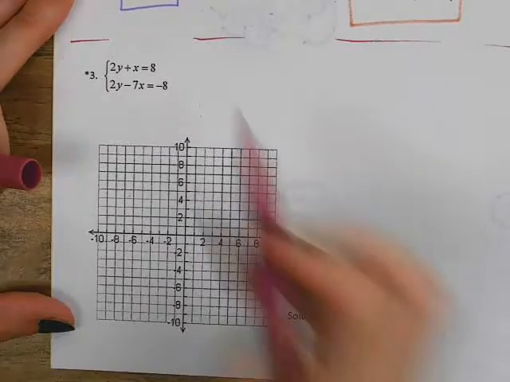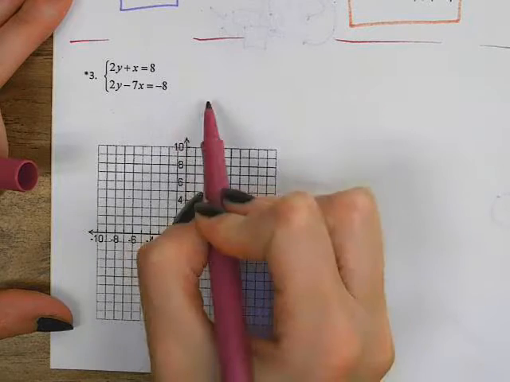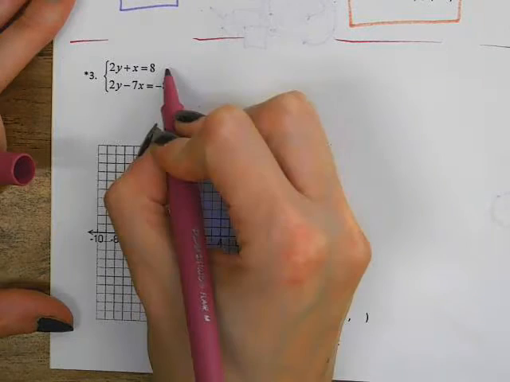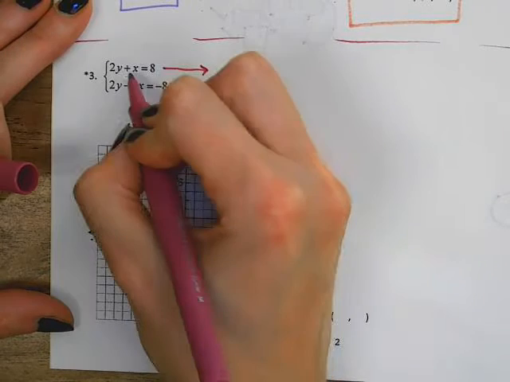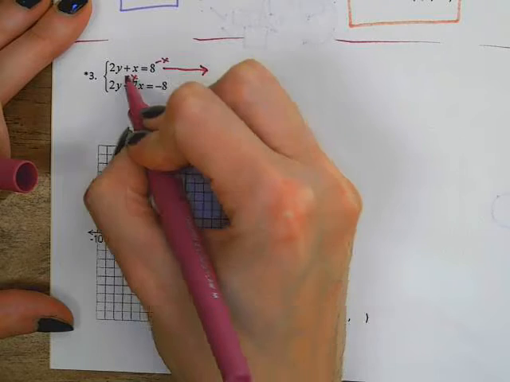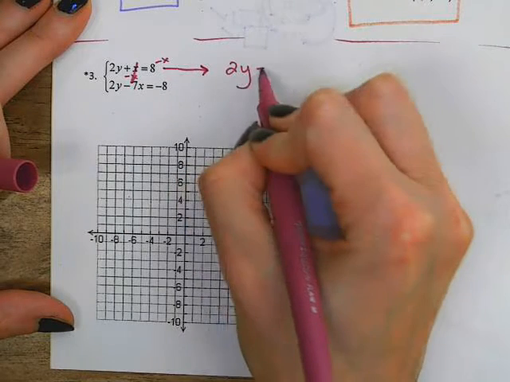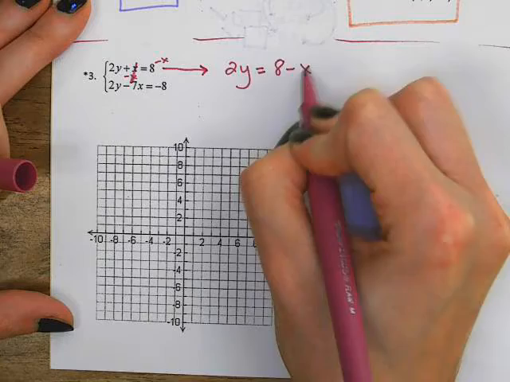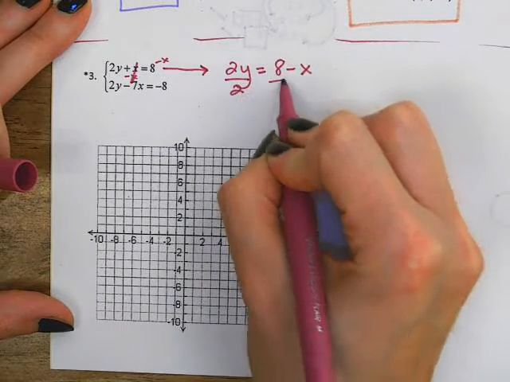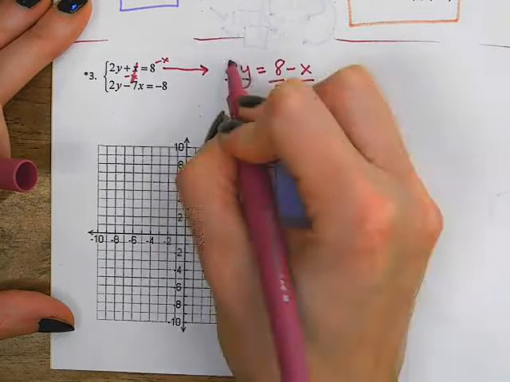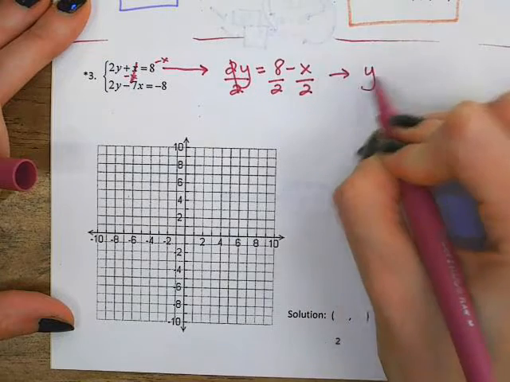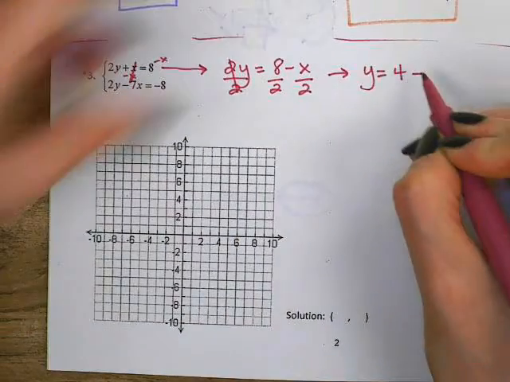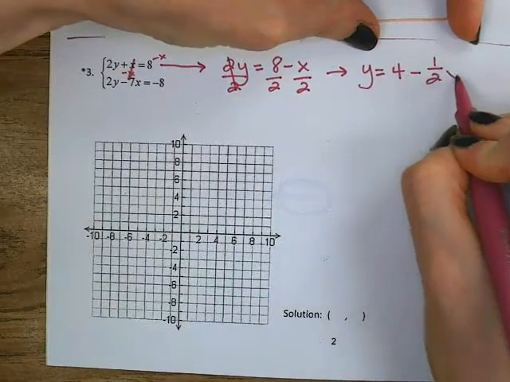All right, so number 3 is harder because you have to get y by itself first. So like in this one, we'd have to subtract the x from both sides. So it'd be 2y equals 8 minus x. And then you'd have to divide every single piece by 2. So that would be y equals 4 minus 1/2 x.